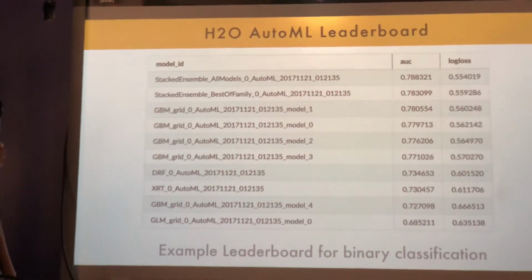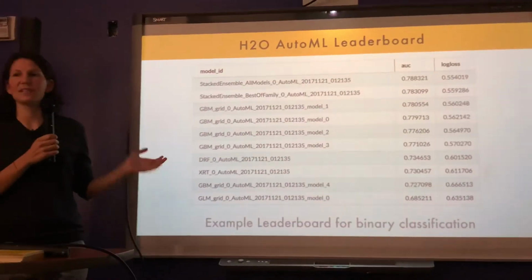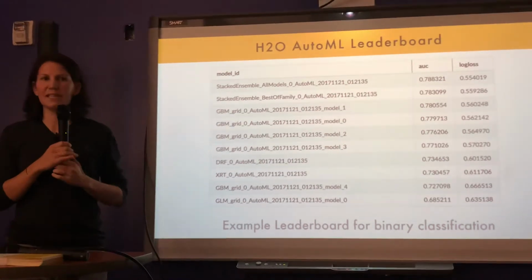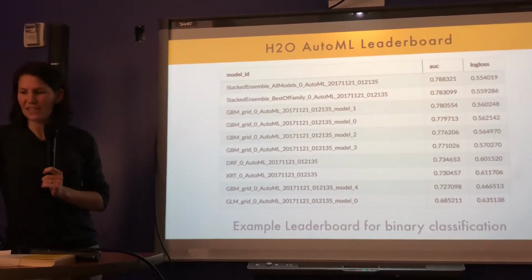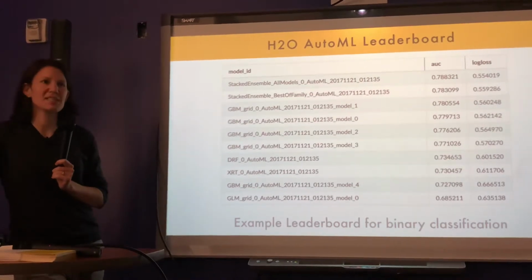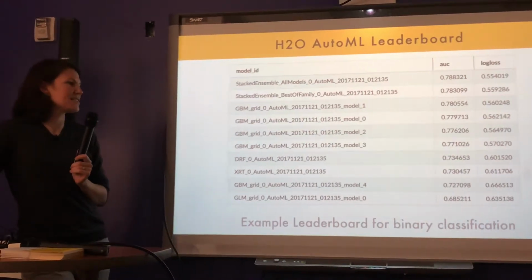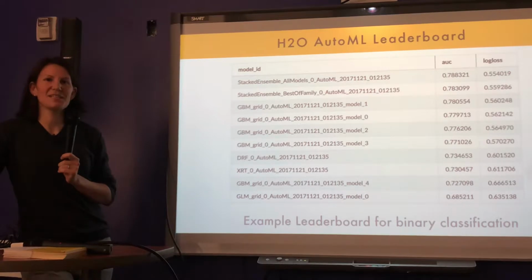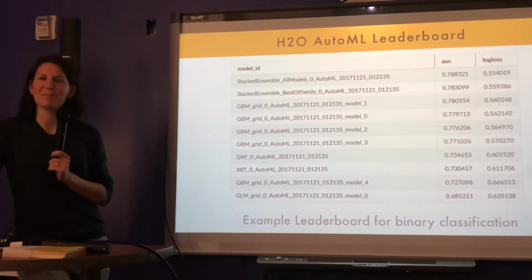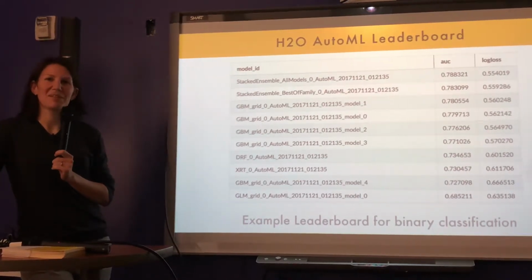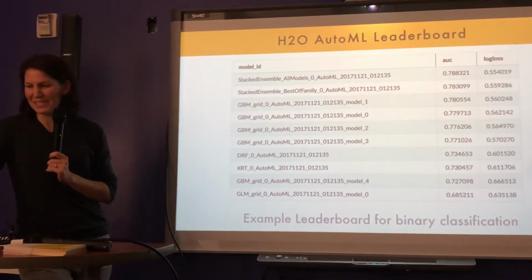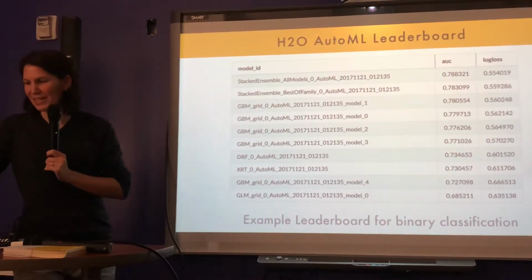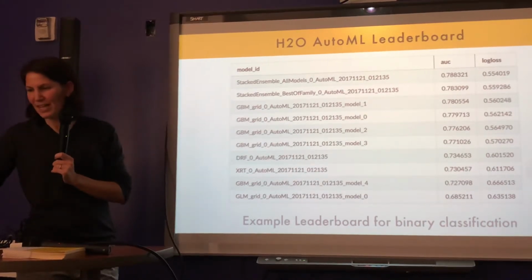This is a real example on a data set called Higgs, which is a sample binary classification data set. I think it's a simulated physics data set where you're trying to predict something about the Higgs boson. But it's just an easy example, so I use it. And so yeah, this is a real example.